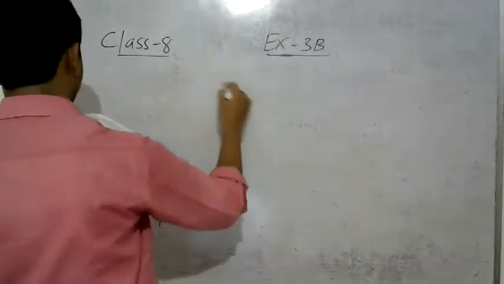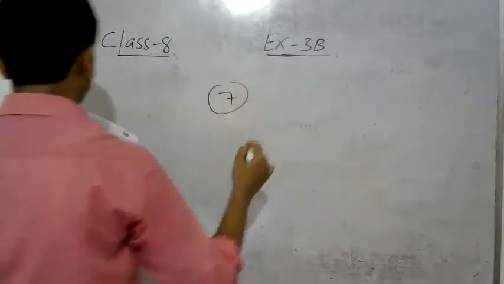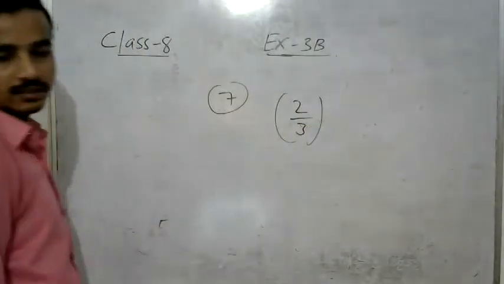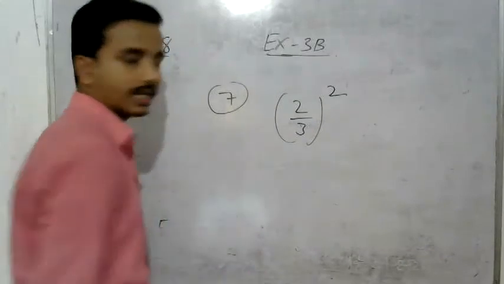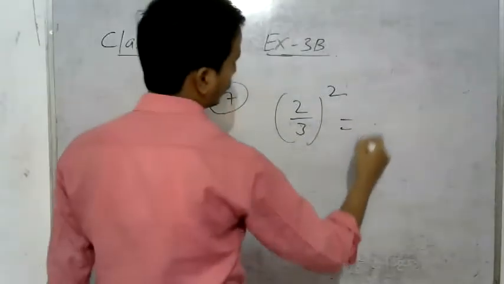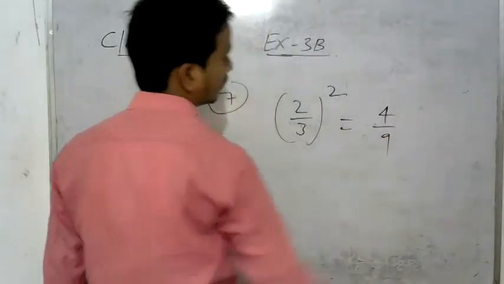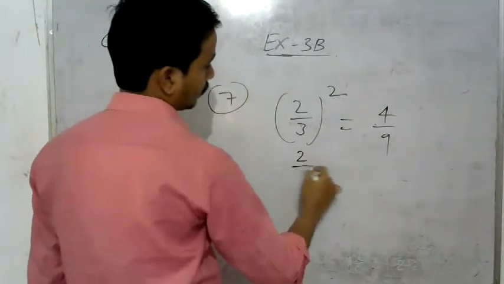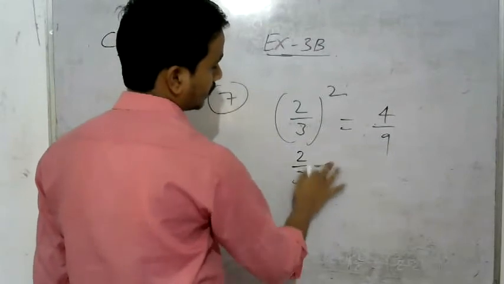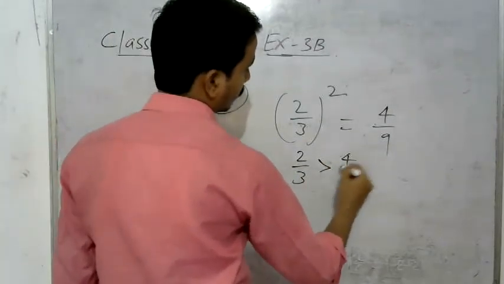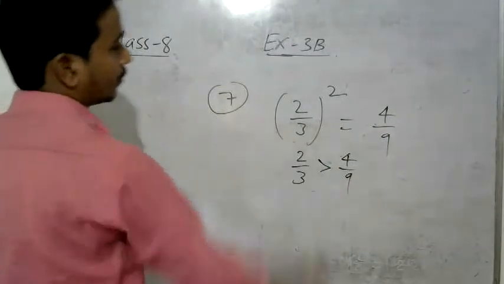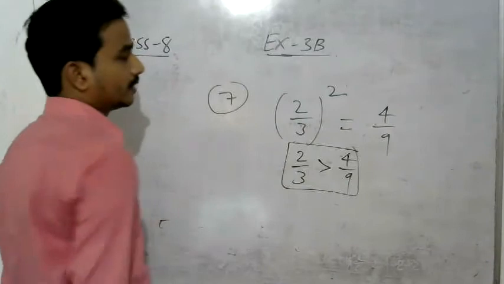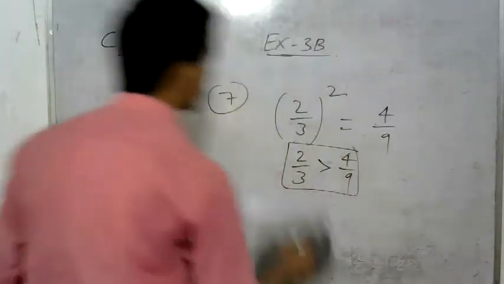Seventh property is the square of a proper fraction is smaller than the fraction. For example, this is a proper fraction, 2 by 3. When you square it, you will get 4 by 9. So this is smaller than the fraction: 2 by 3 is greater than 4 by 9. When you square a proper fraction, its square will be smaller than the fraction.